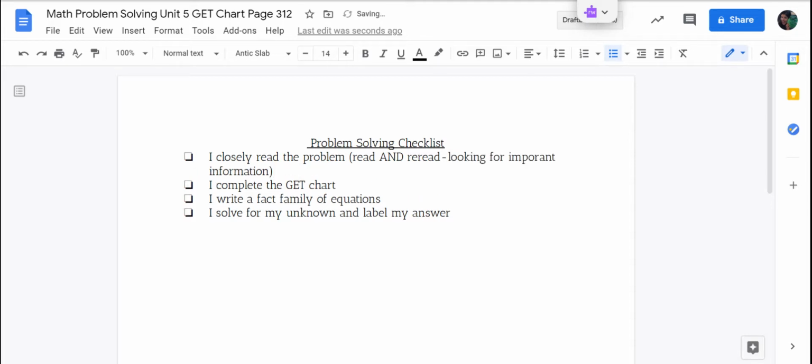Give that a second to catch up. I complete the GET chart. And we know our GET chart. What does the G stand for? Groups. What does the E stand for? In each. And what is the T for?